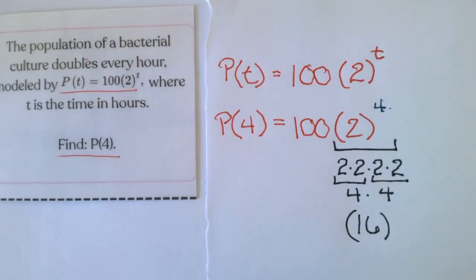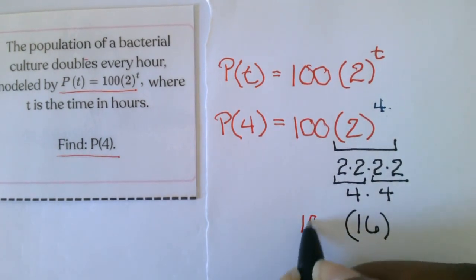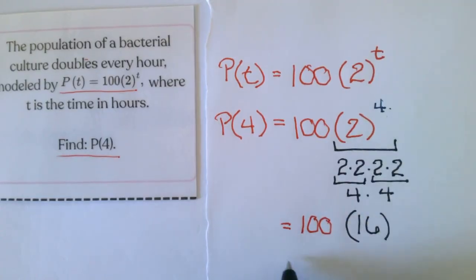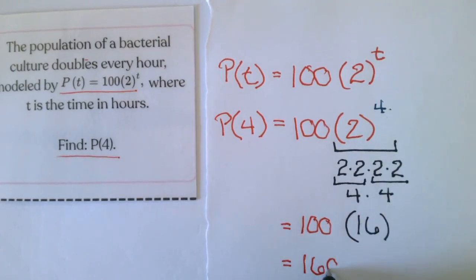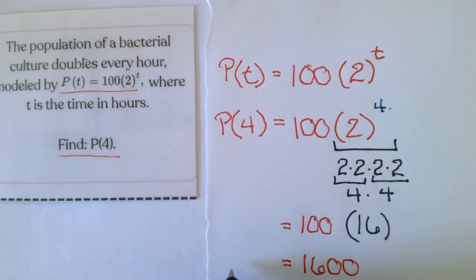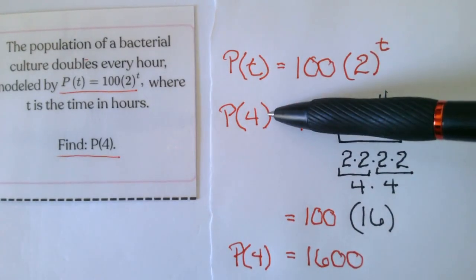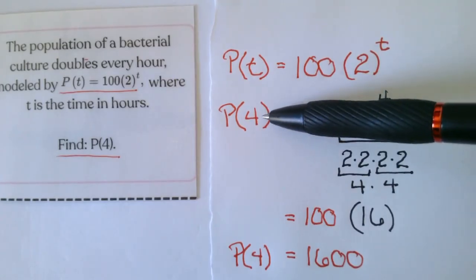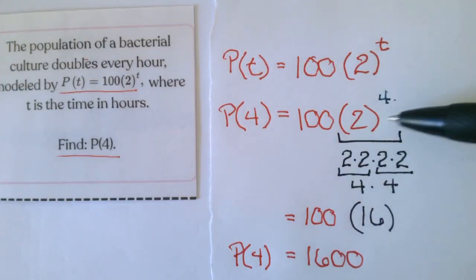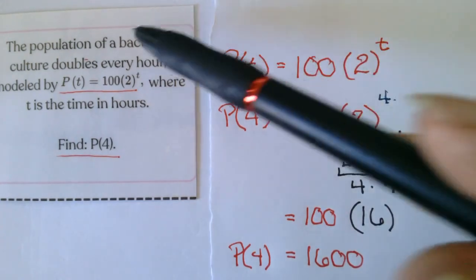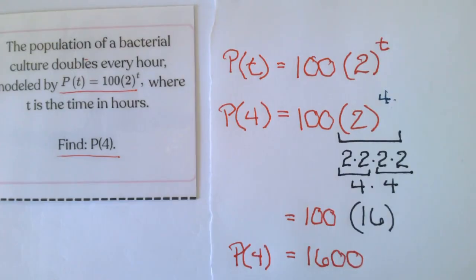And I'm still going to multiply that 16 by the 100. That's why everyone is getting 1,600. That is what your P of 4 is. The only reason why you have this over here is to remind you what you substitute in for the T. And then you just go ahead and solve. So P is representing the population in this case. Usually if they don't say population, it's usually probability.